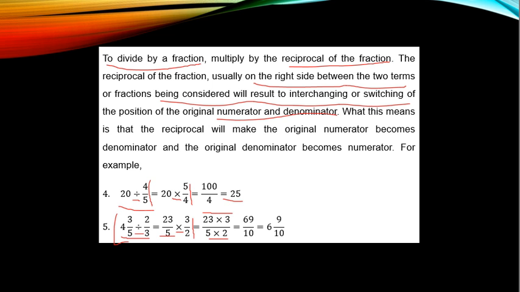If you convert it back to a mixed fraction, how many 10 are inside 69? 6 of them. That is 6 whole number. The remainder is 9 all over 10 as the denominator. So this is how you divide by a fraction.